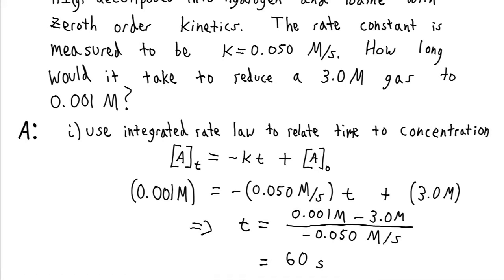And you can note here that the units work out. We have molars up top and molars in the bottom, so that cancels out. And then we divide by seconds twice, which flips it back up into the numerator.